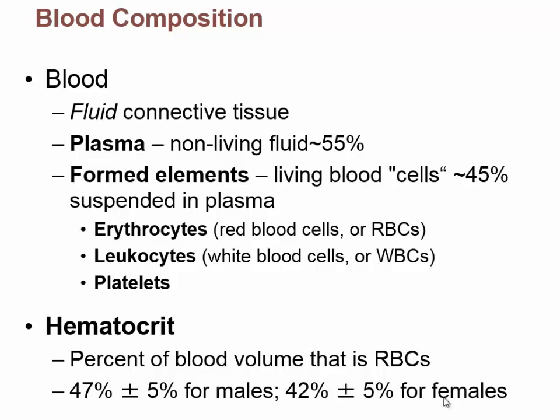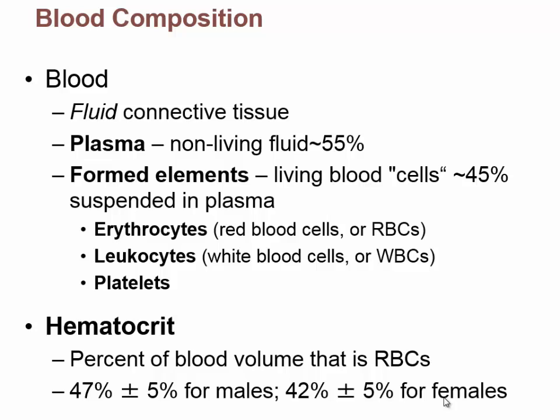Now, different cells that you're going to find inside the formed elements: erythrocytes. What does erythro mean? Red. Leukocytes. What does leuko mean? White. And platelets, and their other nickname, thrombocytes. The word thrombo has to do with blood clotting, with the clotting cells.